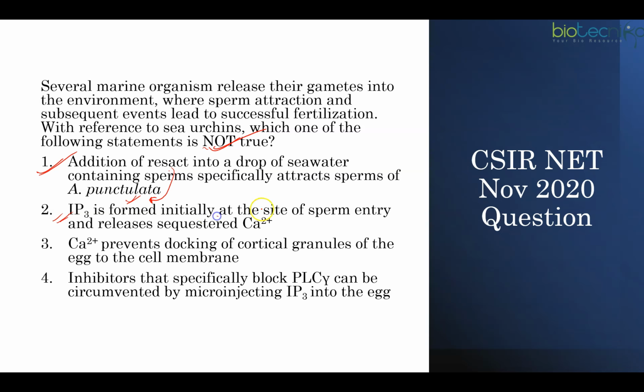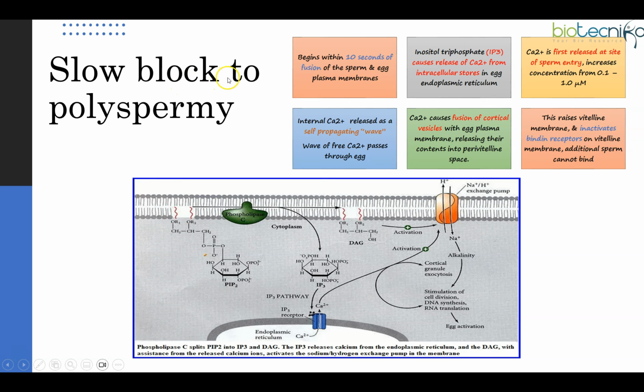Second is IP3 is formed initially at the site of sperm entry. First of all, how is IP3 formed and does it release calcium or not? To understand this, you must know the slow block to polyspermy. Slow block to polyspermy happens later, after the fast block, within around 10 seconds to 1 minute of the fusion of the sperm to the egg plasma membrane. Once the sperm fertilizes the egg, a receptor tyrosine kinase in the membrane gets activated.